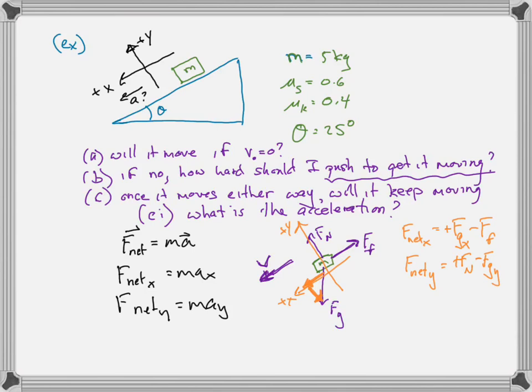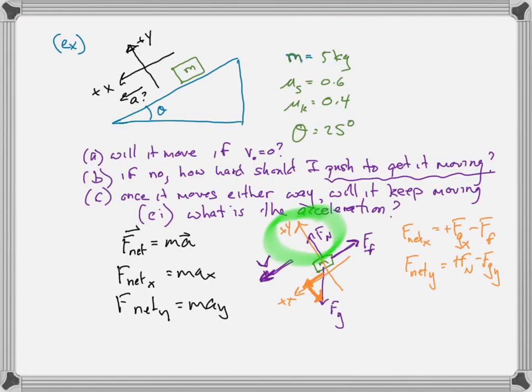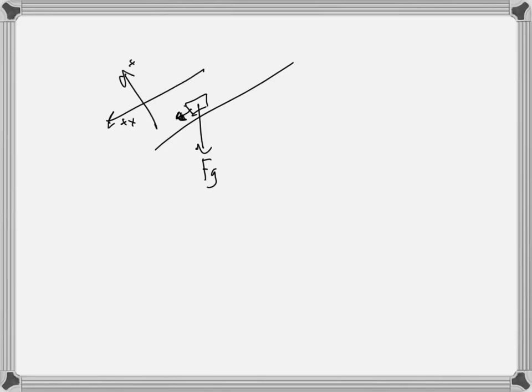So let me go ahead and draw that on a new page just to make sure we see that. First of all, notice Fn is in the plus y direction, and Ff is in the minus x direction. Those are easy, but it's the components of Fg that we've got to make sure we're getting right. Here's my box on the plane. Fg points in this direction, so there's going to be an x component pointing down the plane, because this is plus x direction, and this is plus y direction, and there's going to be a y component pointing perpendicular to the plane. So I'm going to draw yet another picture.